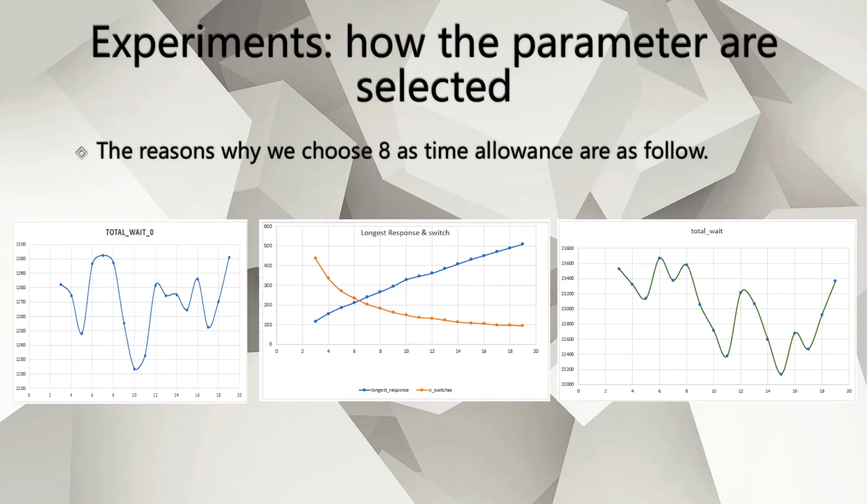We choose 8 as the parameter because it is the parameter that most minimizes the values of the 4 criteria.